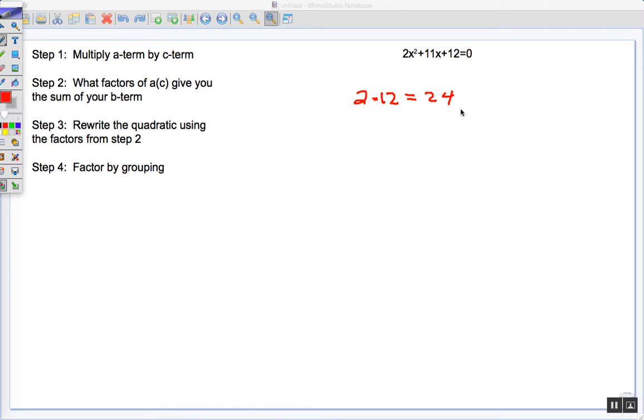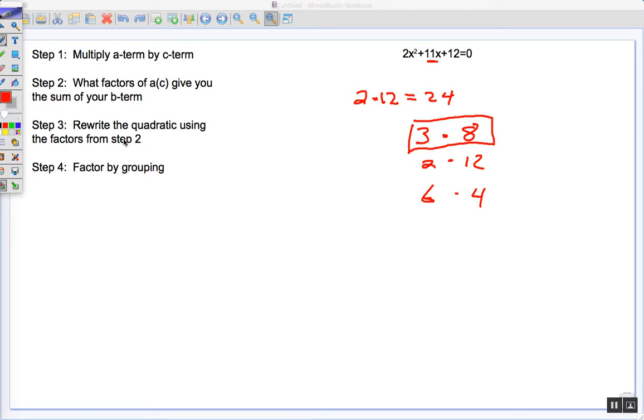So now we want to look for the factors of 24 that when added give us our B term. So the factors of 24 are 3 and 8, 2 and 12, 6 and 4. But again, we're looking for a sum of 11, so we found it here with 3 and 8. It's tempting at this point to say, yes, I'm done. You are not. This is just another step in the process.